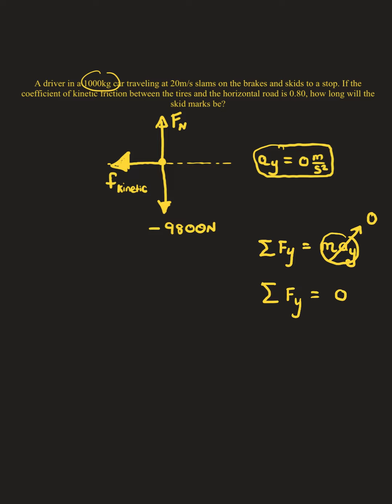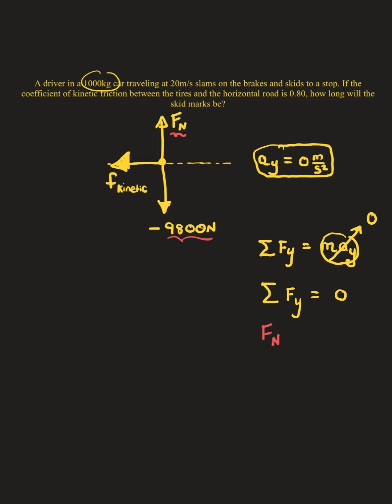If we add up all the forces in the y direction, namely the normal force from the road and gravity, we should end up getting 0. So we have the normal force plus gravity, and remember, that force is negative because it's pointing in the downward direction. And that should equal 0. So then the normal force is equal to 9,800 newtons.